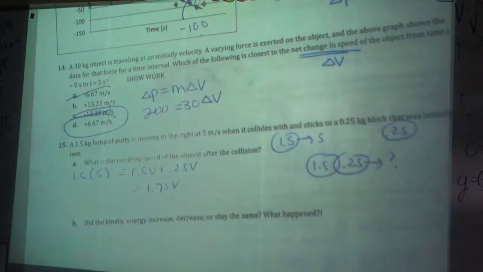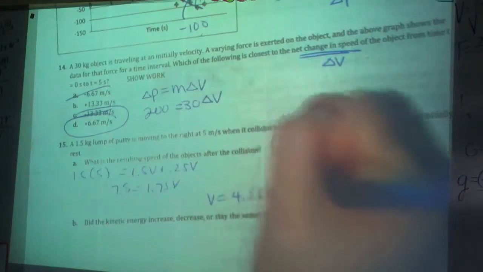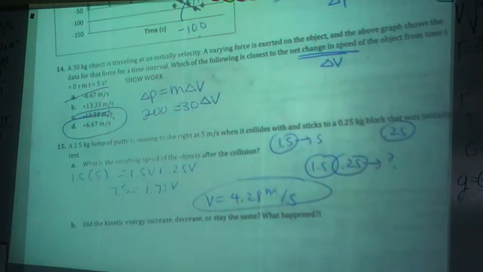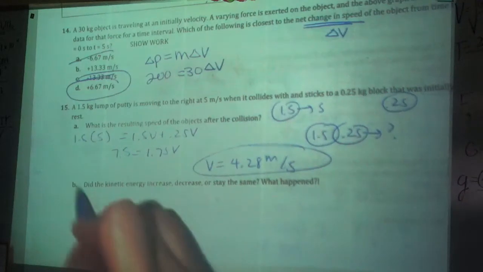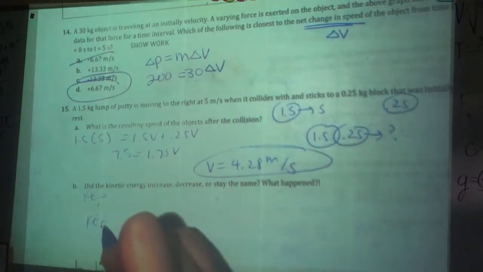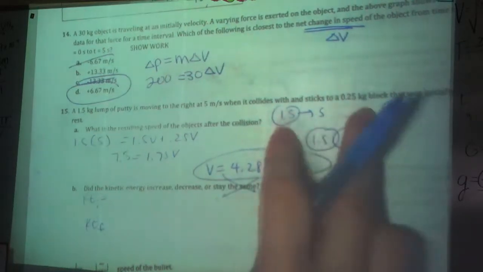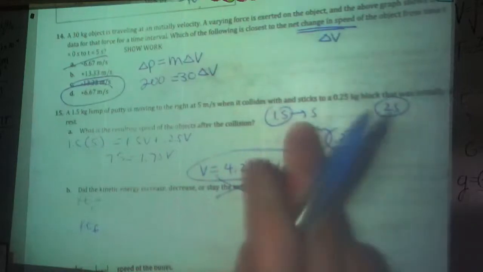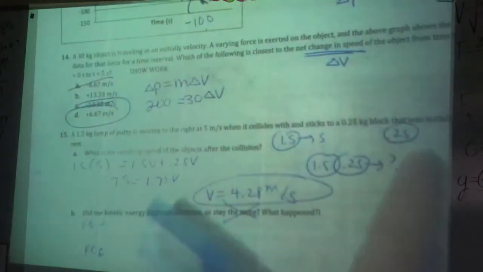7.5, yeah. Divide over velocity is 4.28 something. Does the kinetic energy increase, decrease, or stay the same? Well, first of all, you can actually calculate it. You can plug in, find what the kinetic energy before is, and find what the kinetic energy after is, but you already know that it doesn't stay the same, because this is a stick-together collision, called a completely inelastic collision, so you know the kinetic energy is not conserved.